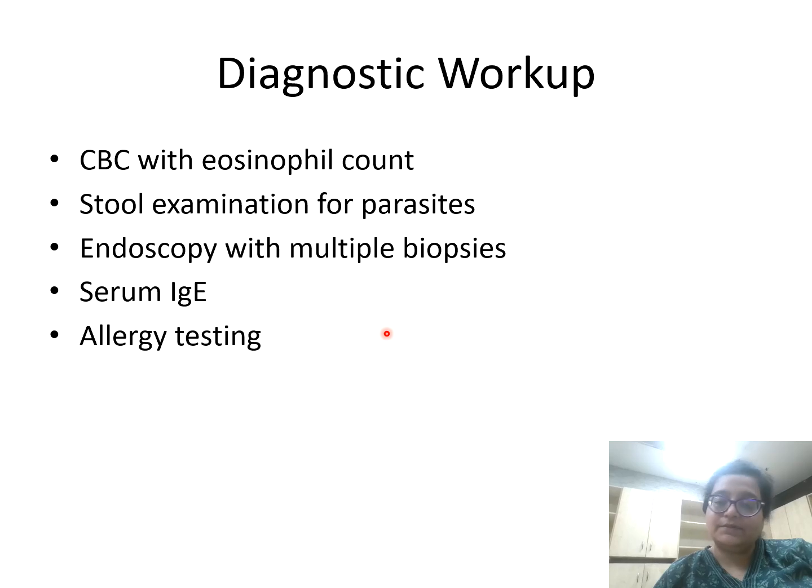Multiple endoscopic biopsies are needed. Allergy testing is very rarely done. It is expensive but can be done, and serum IgE level is an important testing tool, where the IgE may be raised, especially in cases of hypereosinophilic syndrome and those kinds of familial syndromic cases.